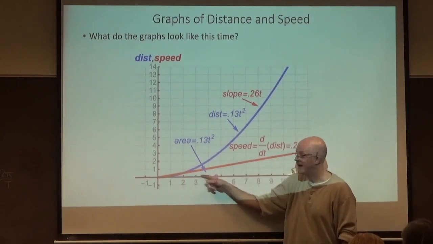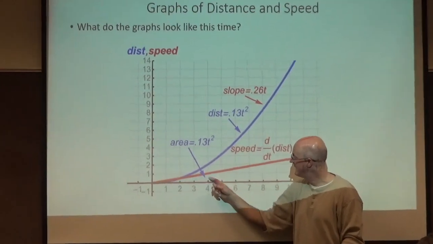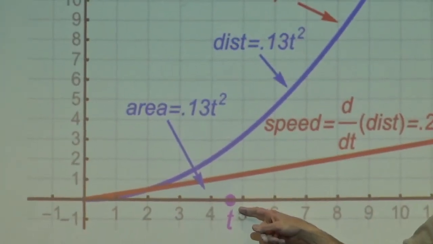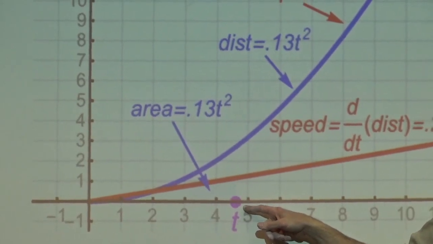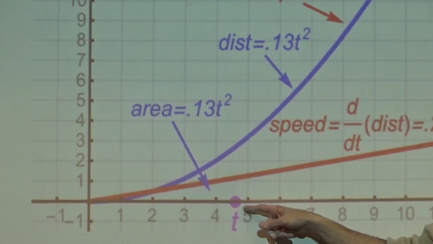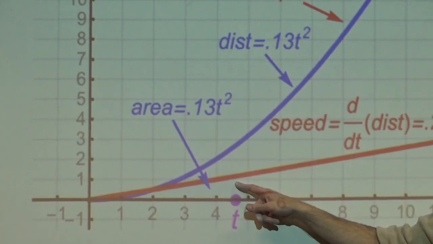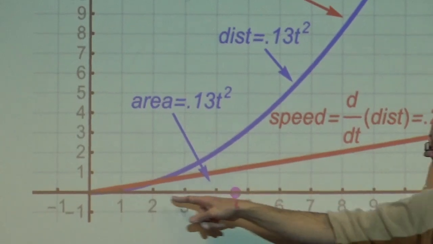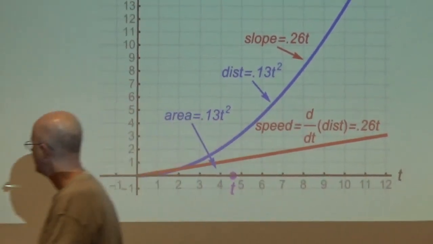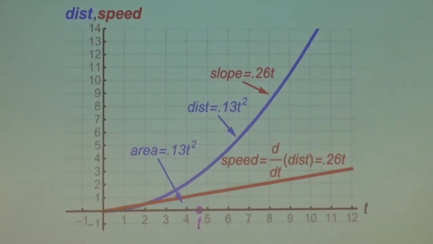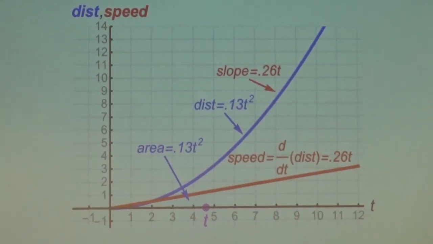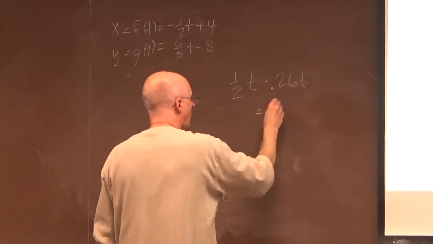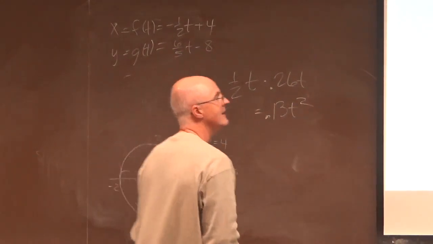Conversely, if you shade an area, zoom in here onto the speed graph, that's a triangle this time, up to some moment in time t, maybe 4.7 this time, instead of 2.6. The area under that speed graph, 1/2 base times height, is the same as the distance traveled. Why? The base is t. What's the height? The height is 0.26 t. 1/2 t times 0.26 t is 0.13 t squared, the distance traveled.